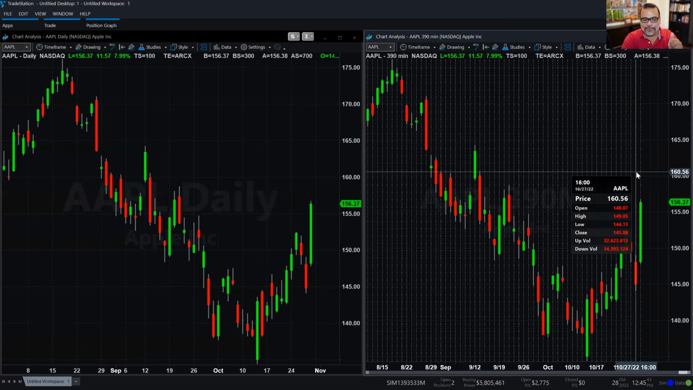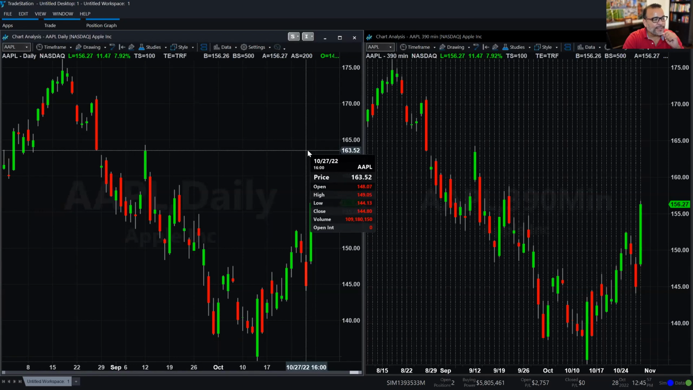I'm looking at the bar from yesterday, which is October 27th at 1600. Everybody sees the closing price is right there. There's a fourth red number from the top, and it says 145. Now, if I check the closing price of yesterday inside of my daily chart, everybody sees the closing price here is 144.80. So there's a 20-cent difference between the closing prices.